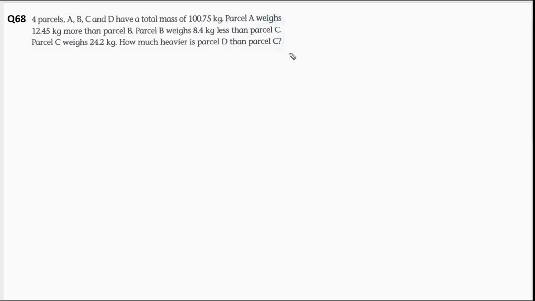It might seem complicated at first, but this really isn't, I think. We've got four parcels and they're all being compared to each other, but the units are consistent. We're always talking about the mass and we're always talking about that in kilograms. So that part's really easy. The other bit that might seem a little bit daunting is the fact that we're dealing in decimals. But I promise you that adding and subtracting decimals is no more difficult than adding and subtracting numbers without decimals.